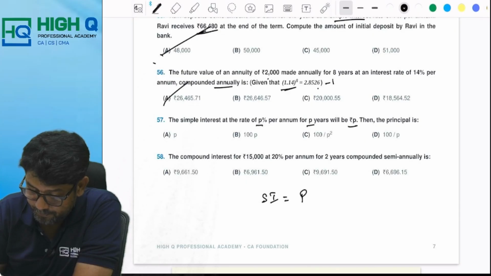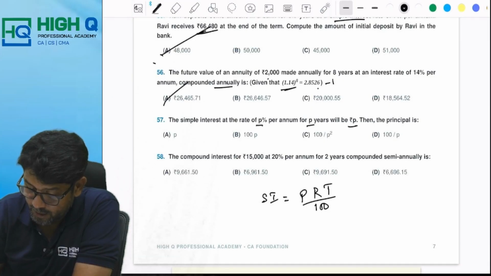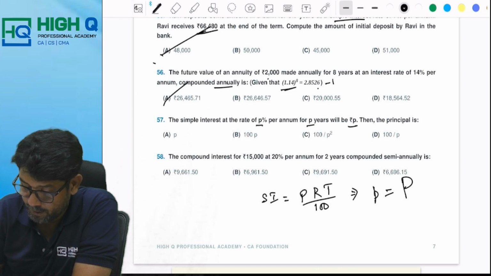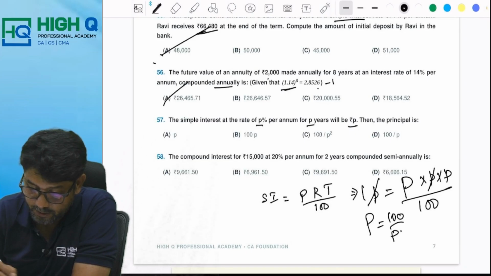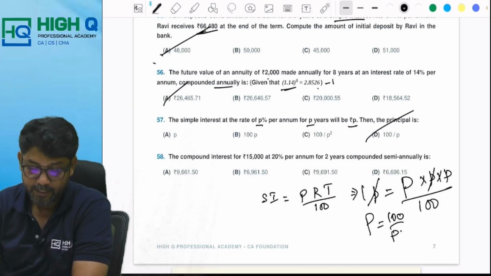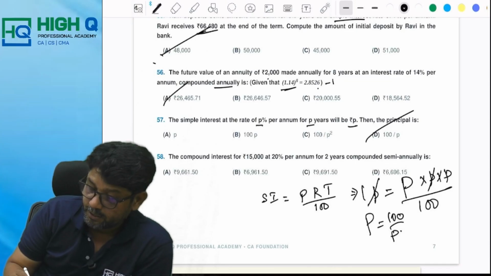Simple interest is equal to PRT by 100. Am I right, my dear? Let us keep it as it is. So here simple interest is P. Principal, let me take it as capital letter P. Rate of interest is P. Number of years P, divided by 100. Now this P gets cancelled. So P is equal to 100 by P. That's it, my dear. So therefore the option is D.